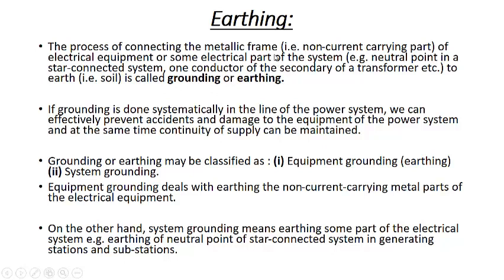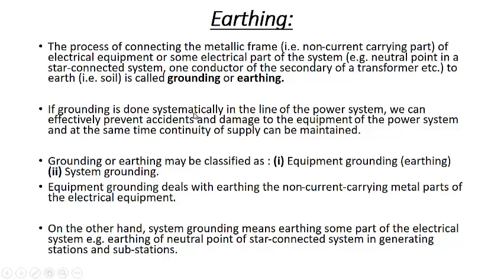So here we have actually mentioned two parts. One is the non-current carrying part of the electrical equipment, and the other is some electrical part of the system, which is the neutral point in the star connected system, which we have already discussed, or one conductor of the secondary of the transformer, etc. When they are connected to the ground, we say such a process is known as grounding or earthing. In general, it is known as grounding, but sometimes grounding and earthing are distinguished by a minute difference. I will let you know what that minute difference is.